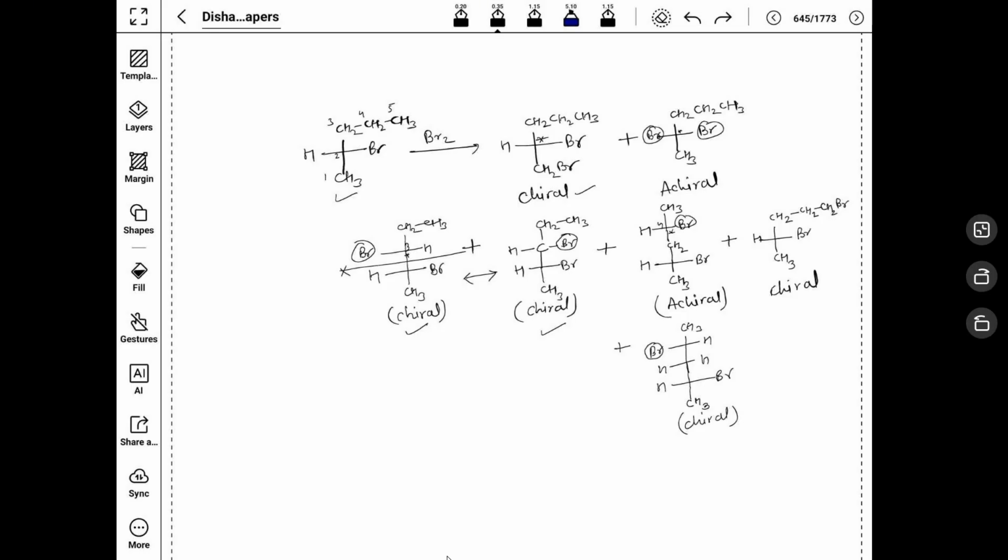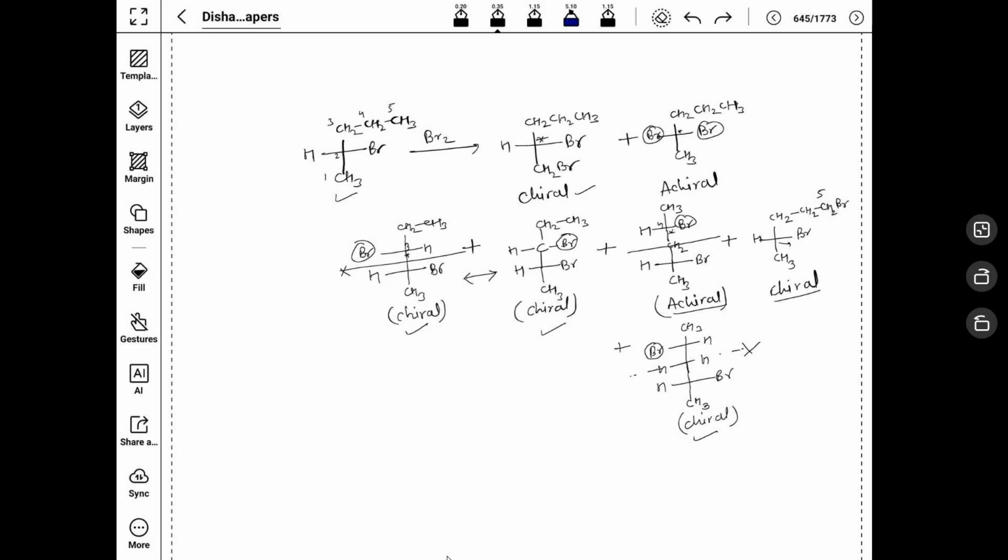Now look at this compound. It has a plane of symmetry because the bromines are on the same side. Therefore, it is achiral. But this compound doesn't have a plane of symmetry, therefore it is a chiral compound. Now, the last one is formed by bromination at the fifth carbon, and this is not chiral, therefore only one possibility is there. And if you see, there is only one asymmetric carbon, therefore this is also a chiral compound.